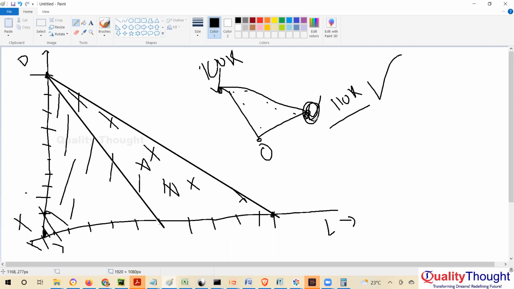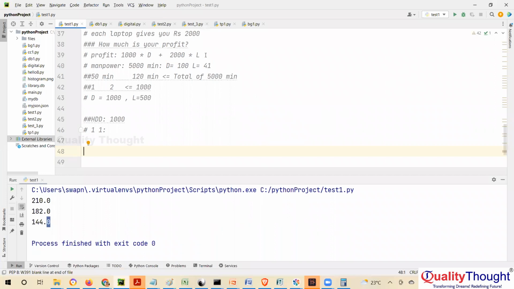Optimization problems. So what is it that we're trying to solve? This is called the objective function. What is your objective? In this problem, what is your objective? Maximize profit. So this is how you get the profit: 1000 into D plus 2000 into L. This is the profit, so this is the formula. To maximize it, I need to know the maximum value of L and the maximum value of D which meets multiple conditions.